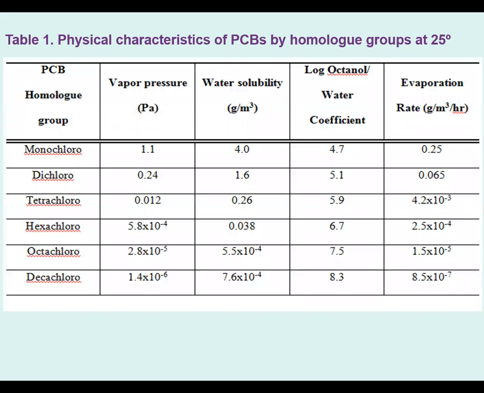Now, this next table shows the vapor pressure, water solubility, and evaporation rate of PCBs depending on how many chlorines they have. And what you notice is monochloro, that means with one chlorine, these are relatively water soluble and they're relatively high vapor pressure. And so they evaporate quite readily. Whereas if you have 10 chlorines at the bottom of this table, they're very water insoluble and their evaporation rate is very low.